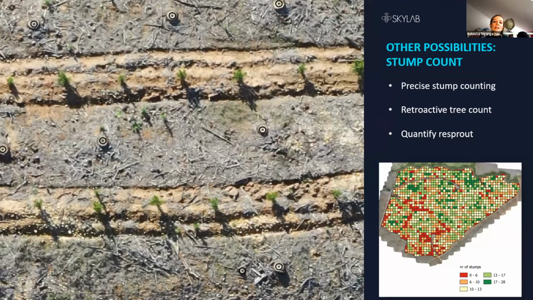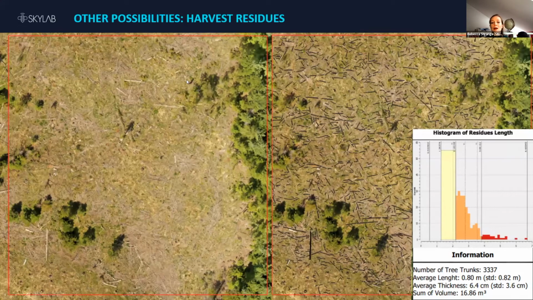While we've been counting seedlings, other products, if you like, have arisen from that. So customers have said, yes, thanks for that information, really great, but can you also do this? And in this case, stump counting was one of them. And the other one that's proven particularly popular is counting the number of the harvest residues that have been left behind after harvesting. And we can actually identify the trunks, measure their length and their width. And of course, that way you can calculate the volume of merchantable timber that's been left on the ground.